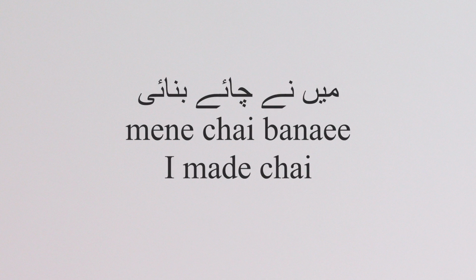Now let's move forward to the past perfect tense. The past perfect tense is used to indicate the action that we completed or not. So again, it's similar to the past simple tense. For example, let's take the same sentence. मैंने चाय बनाई is I made chai, and instead of taking the present form of the auxiliary verb, we take the past form.